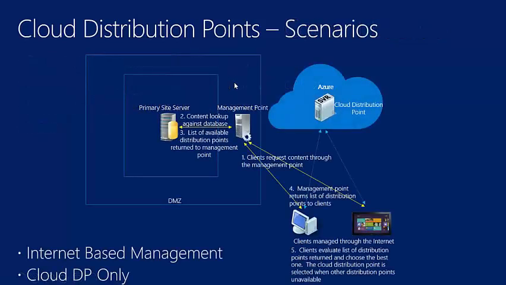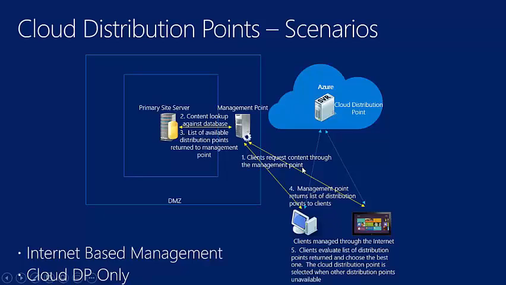So I'll put this together to kind of illustrate how things work. So here you have your site server on-prem. You have your cloud distribution point in Azure. You have your management point in the DMZ as an example, because you have to have a way for the clients to access the management point to get content location requests handled. And then you have a couple of clients. So let's kind of walk through it.